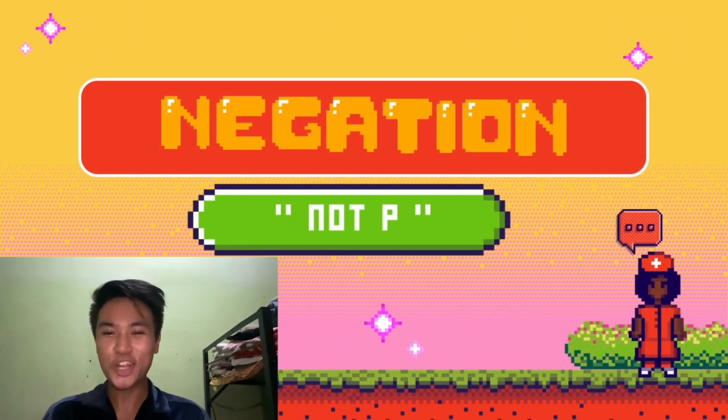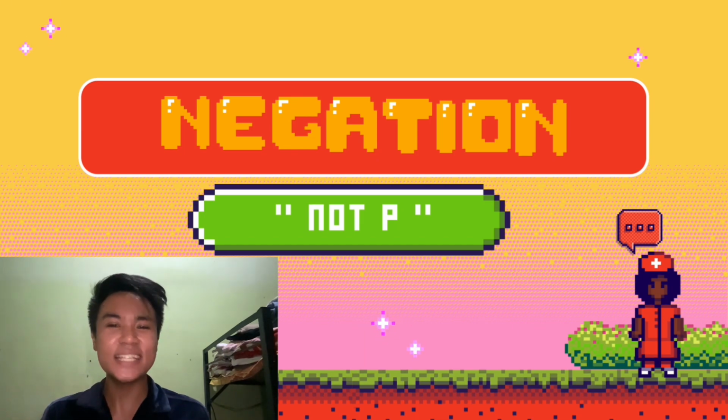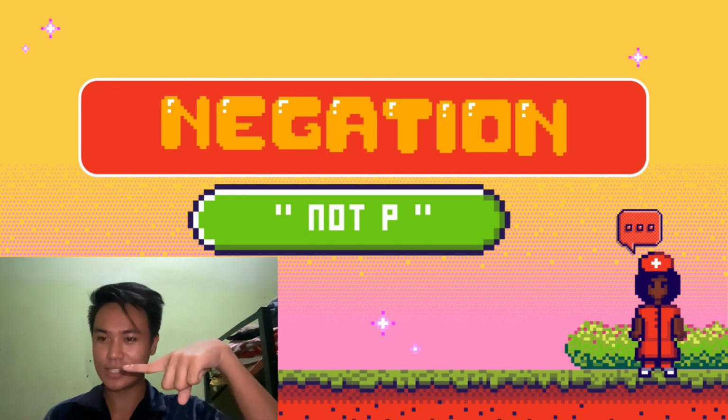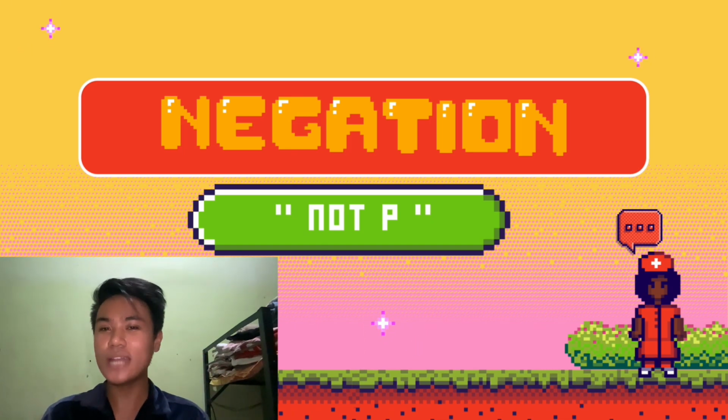Moving on to our next core element of mathematical logic, the negation. In mathematical logic, a negation is a logical operation that represents the denial or opposite of a proposition. It is denoted by the symbol like this or like a minus, read as not, and it is used to form the negation of a given statement.